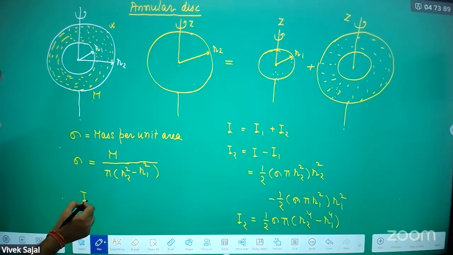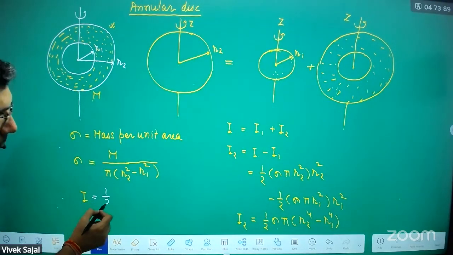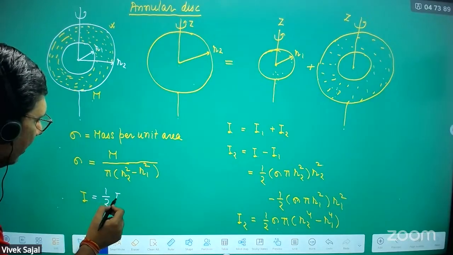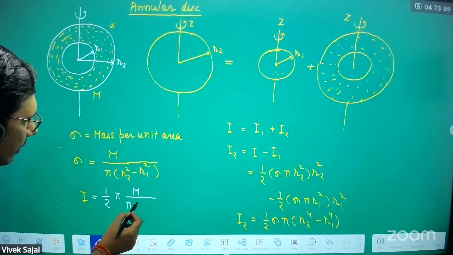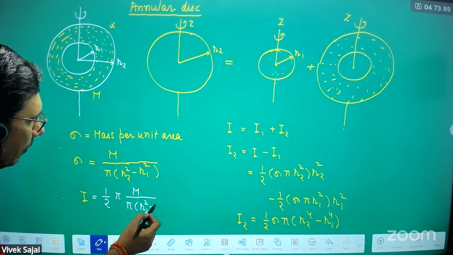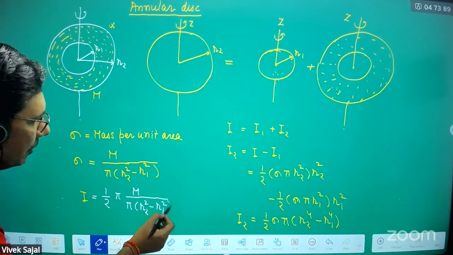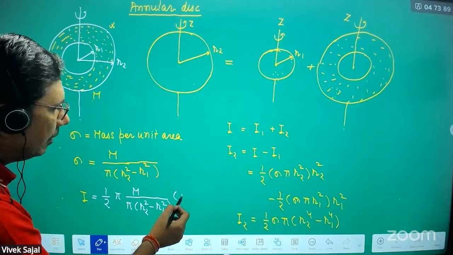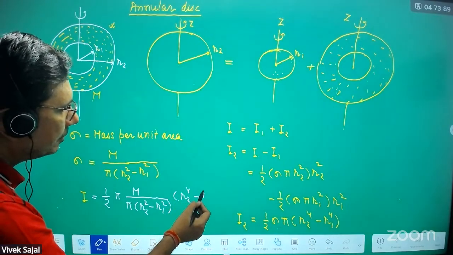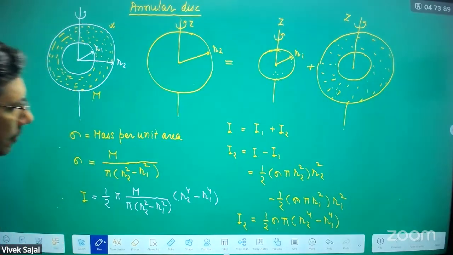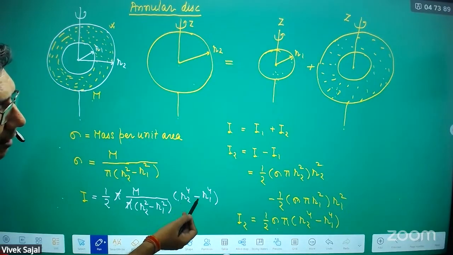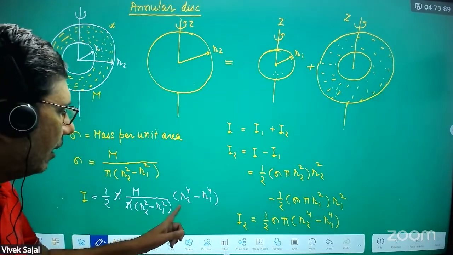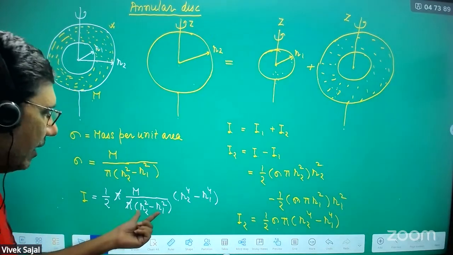So I will be, I कितना हो जाएगा? देखो I will be 1/2. ठीक है? This pi है. First I am writing pi, then sigma. Sigma is m divided by pi r2 square minus r1 square. This is sigma multiplied by r2 to the power 4 minus r1 to the power 4. ठीक है? तो pi will cancel out and you can factorize it. R2 square plus R1 square multiplied by r2 square minus r1 square. So this factor will cancel out.